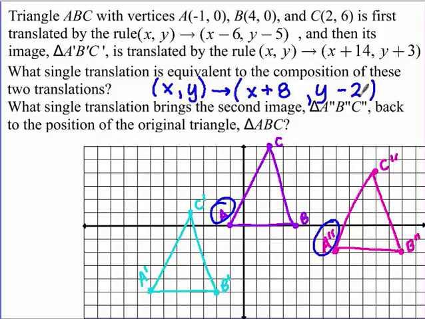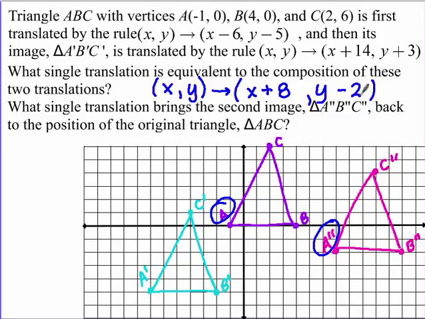Let's double check that to see if that works from C to C double prime. 1, 2, 3, 4, 5, 6, 7, 8, and then down 2. Okay? What single translation brings the second image, the pink image, back to the position of the original, back to the purple?